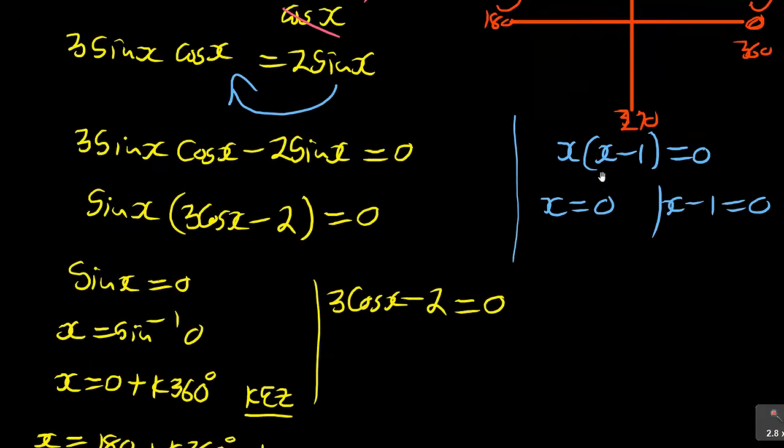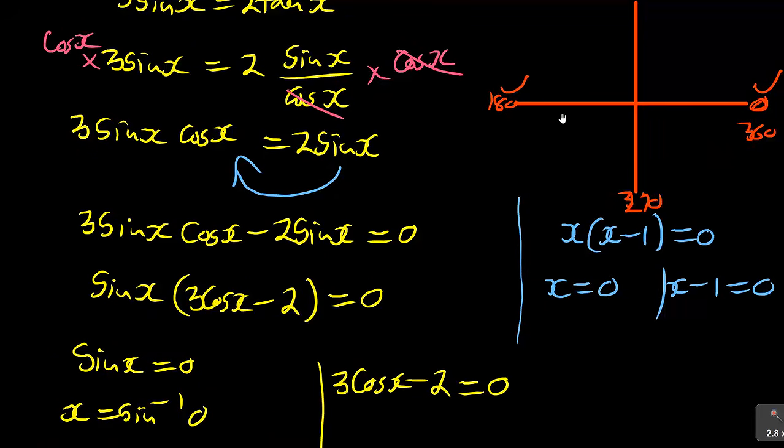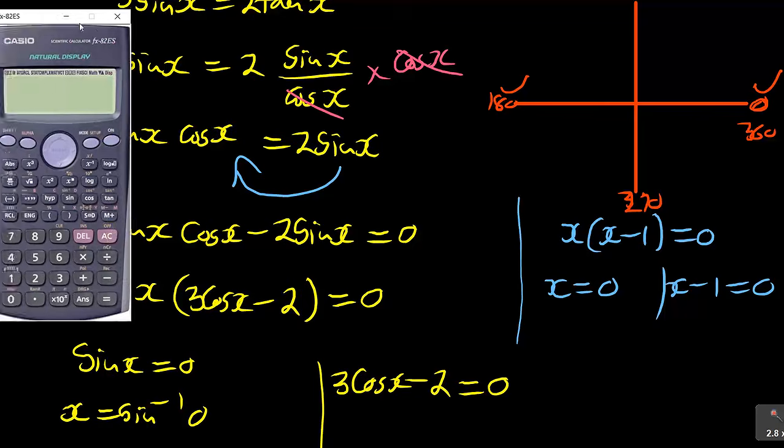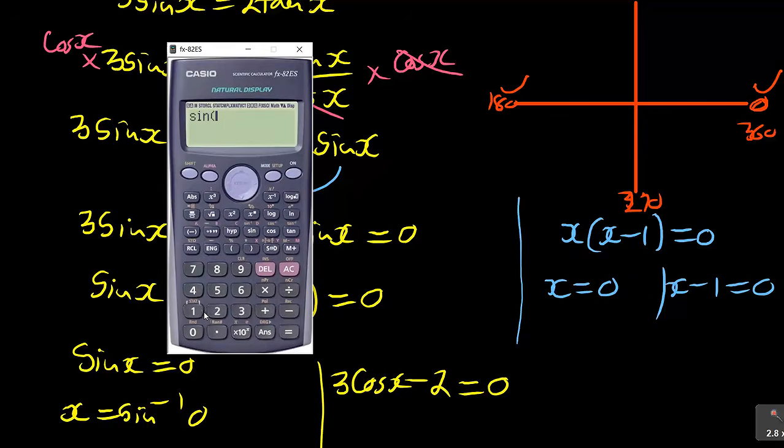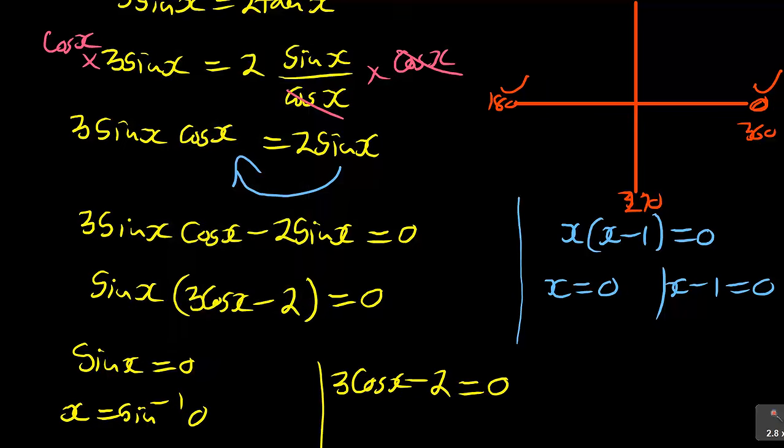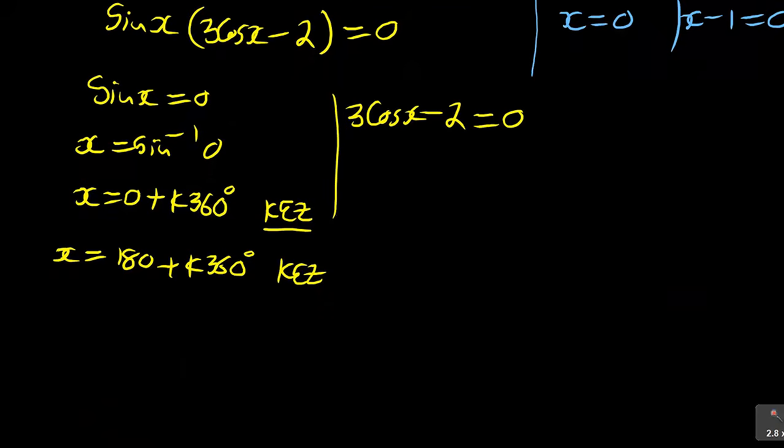Why? Because 0 and 180 are on the same line. Even if you say sine 180, you'll get a 0. That's why it's either 0 or 180. So it gives you that. That is the first part of your answer here.